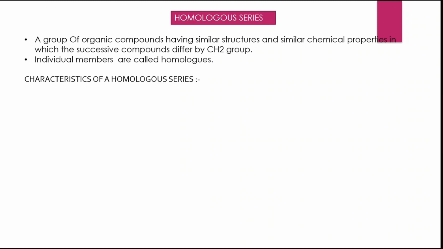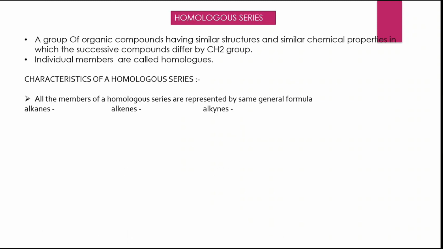Let's see the characteristics of homologous series. All the members of a homologous series are represented by the same general formula. For example, alkanes. Alkanes are represented by the general formula CnH2n+2, where n is the number of carbon atoms. Alkenes, general formula is CnH2n, and alkynes CnH2n-2.